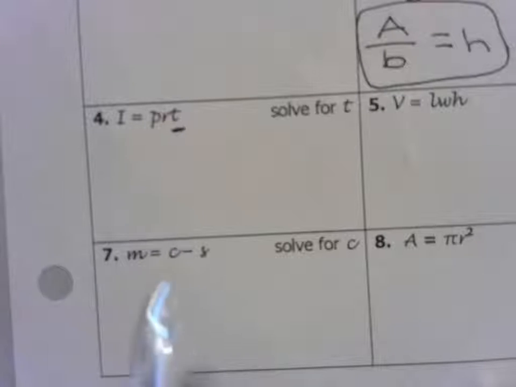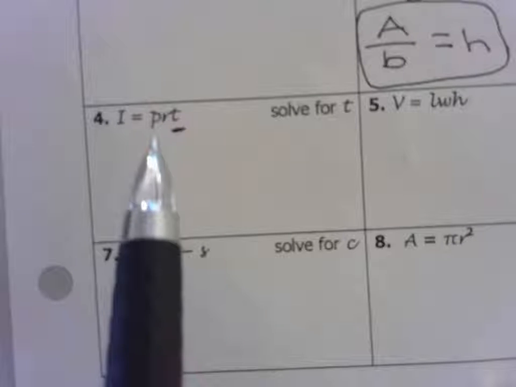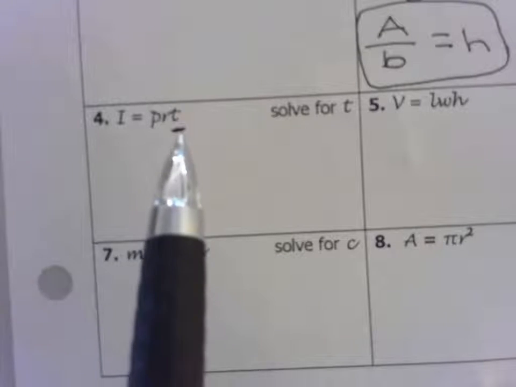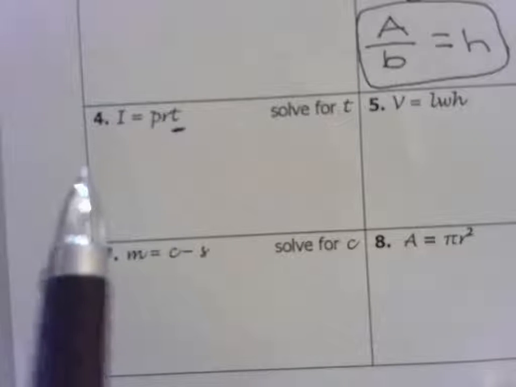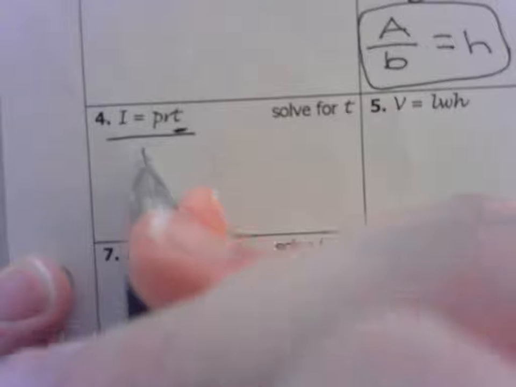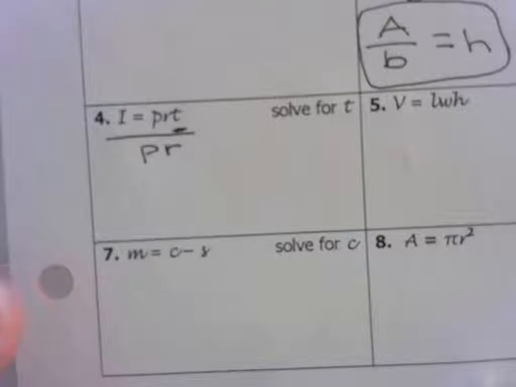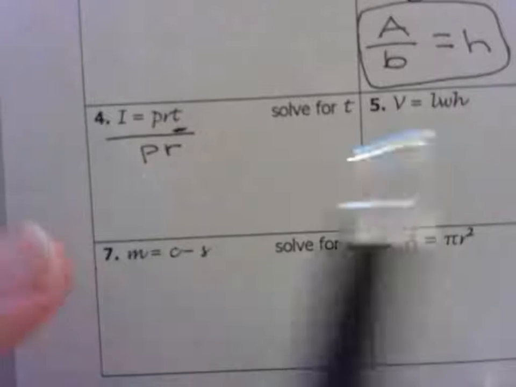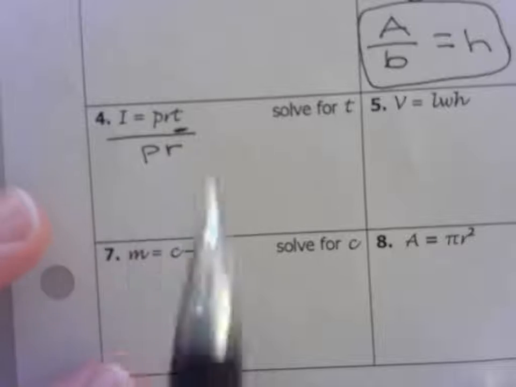P and r. What operation is happening between the p, r, and the t? Multiplication. All multiplication. So what is the opposite of multiplying by pr? Division. Divide by pr. It's the same thought process. If I want to get t by itself, it's p times r times t. The opposite of multiplying by pr is dividing by pr. So you can put the pr together.